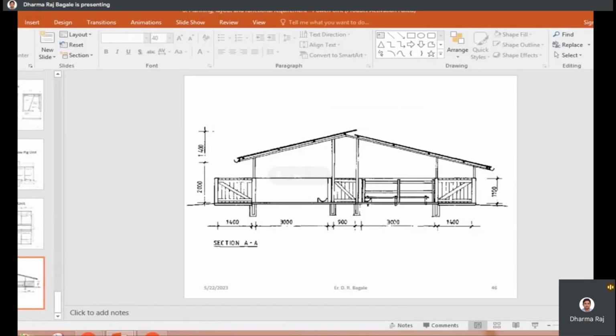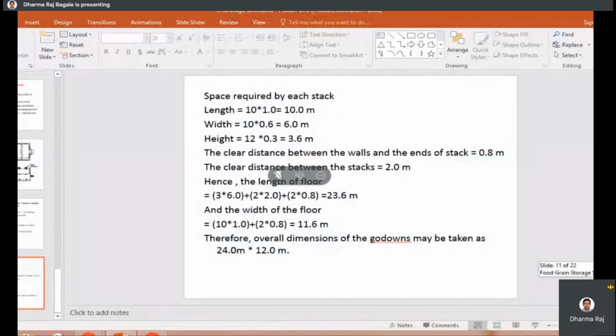It was from the storage plant, then topic related to farm structure.